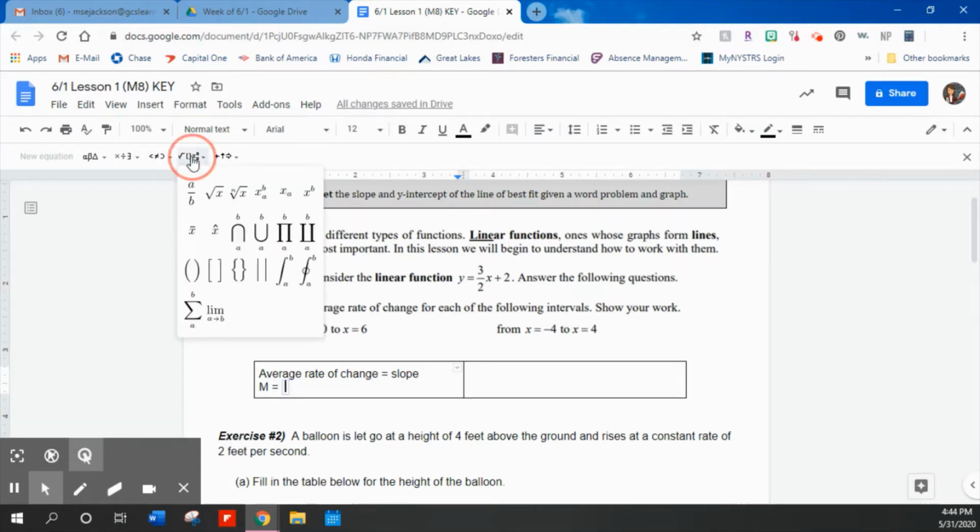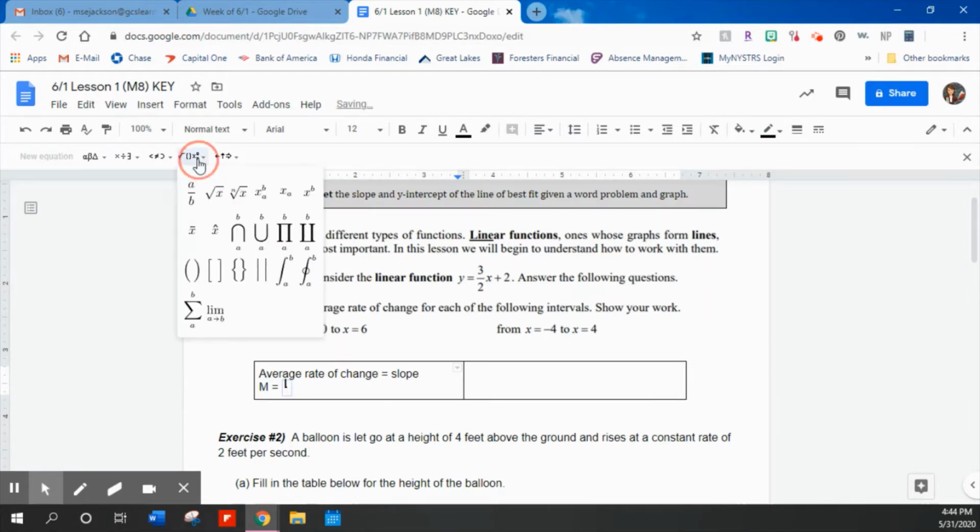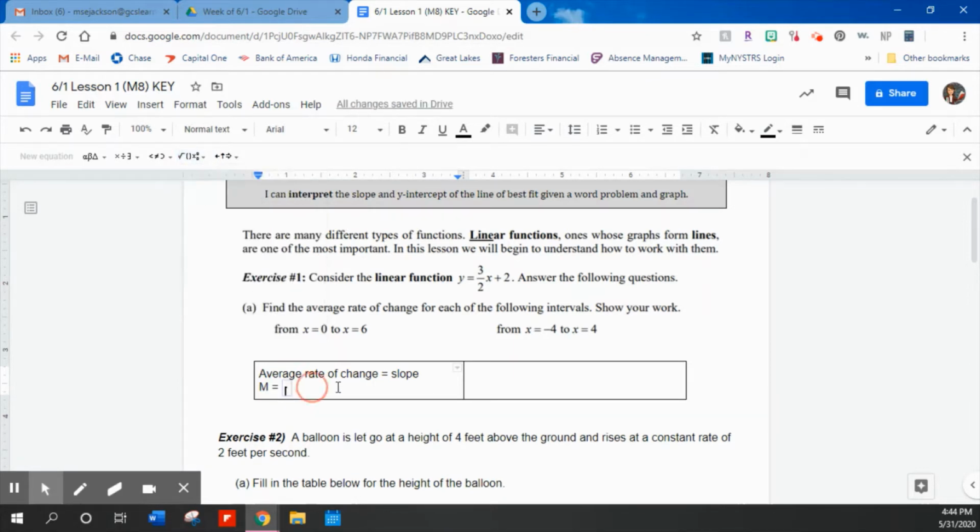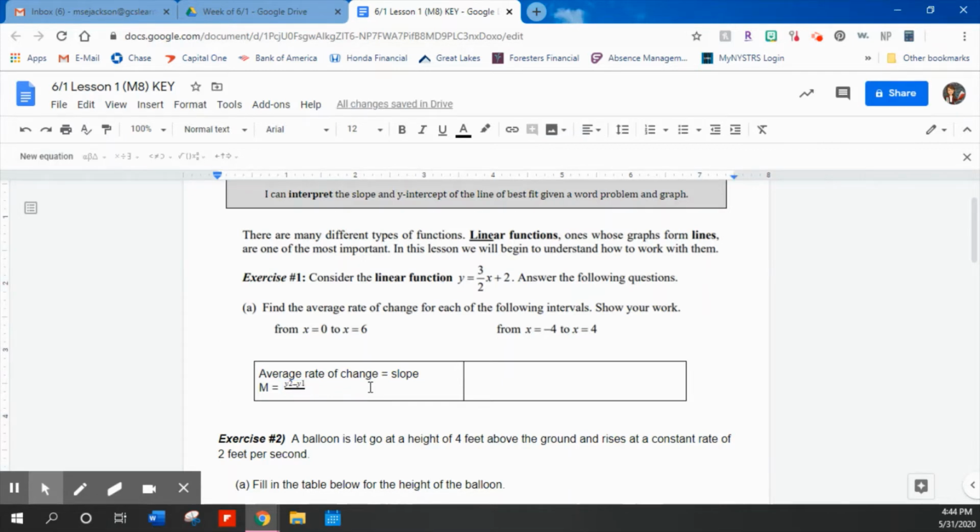So it's a fraction, so we are going to first insert a fraction, and then we're going to have a subscript. So it's y2 minus y1 over x2 minus x1. Now, I'm not writing those as subscripts right now, just because it's kind of a pain to type it into an equation. So remember, that's the same thing as rise over run. Okay, it's just a little more formal.